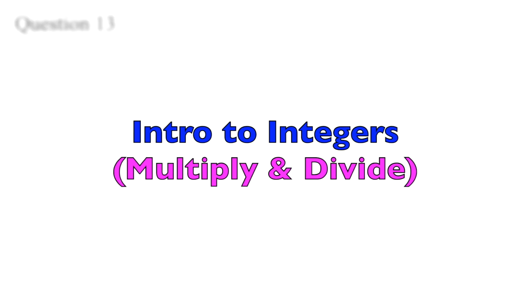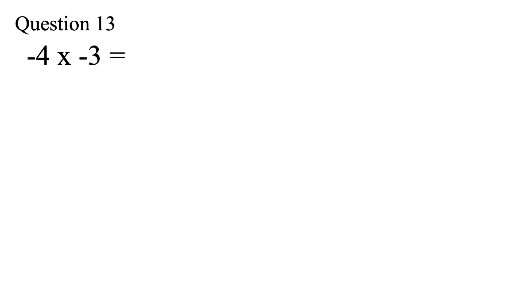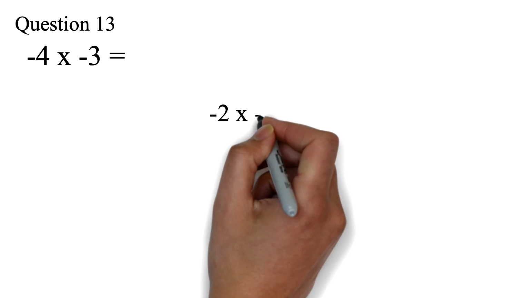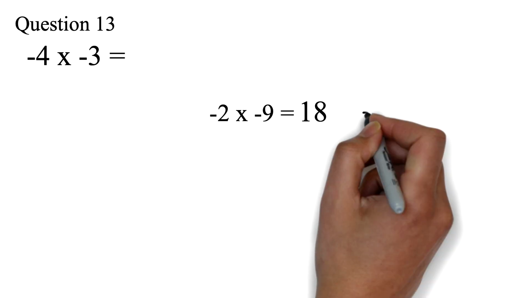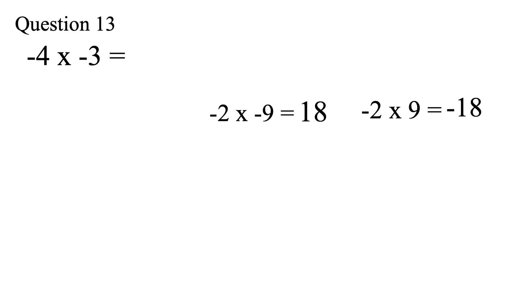Question 13. -4 times -3 equals. The multiplication of negative integers is the same as the multiplication of whole numbers. The only thing you have to remember is that when two numbers multiply and they have the same signs, the final answer is positive. If they have different signs, then the final answer is negative. Please don't confuse this with the rules of addition and subtraction. So, -2 times -9 will be positive 18 because they are both negative. -2 times 9 will be -18 because one is positive and the other is negative.